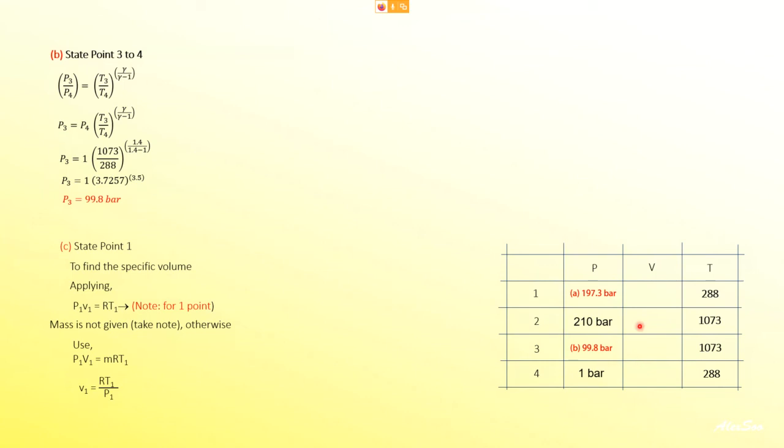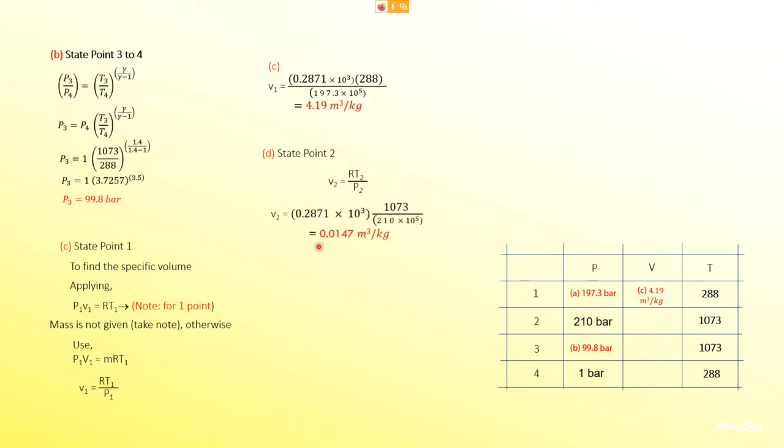So volume to be the subject. Put in your R, temperature and pressure, so you can find out your volume V1, then just put in your V1 here. Then go to the next point, point 2 again. Find out V2. Once you've got your V2, write it down in the table. So that is 0.0147.